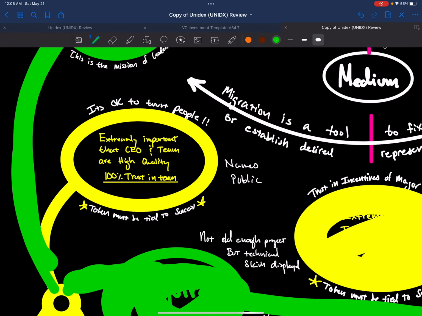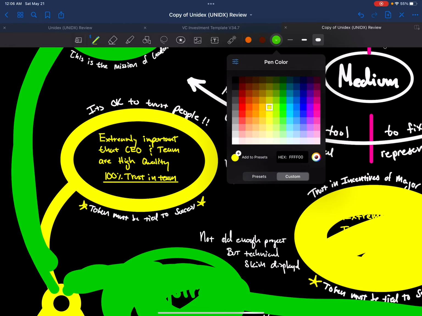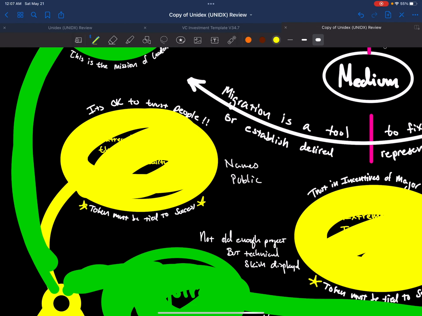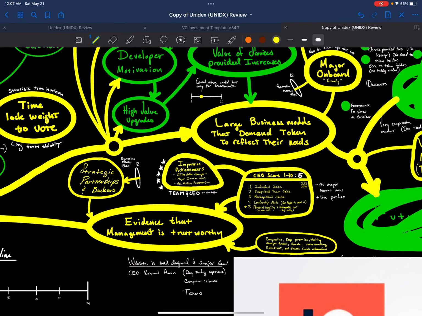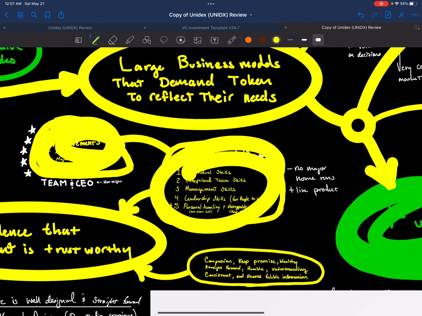It is extremely important that the CEO and the team are high quality, with 100% trust in the team. So I put these all as neutral things for the team, because they go into the part of the model that reflects the team members. I put them relatively neutral because there's no major home runs in their history, but they do have a live product and they've improved that product over time.